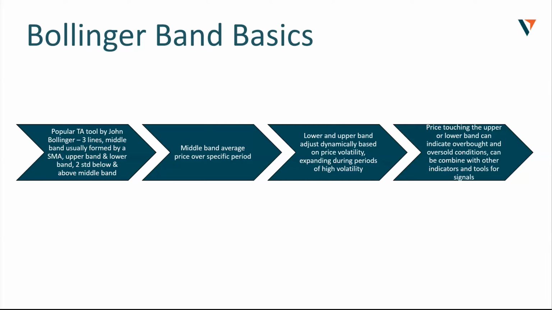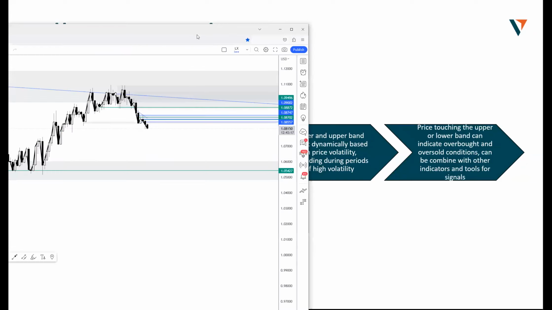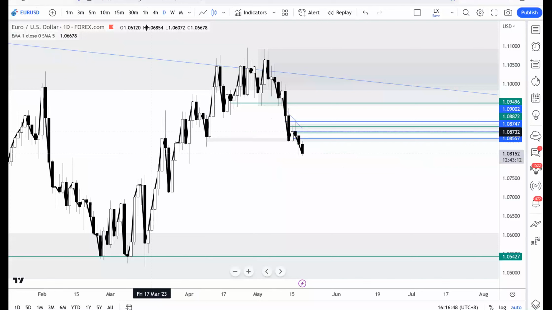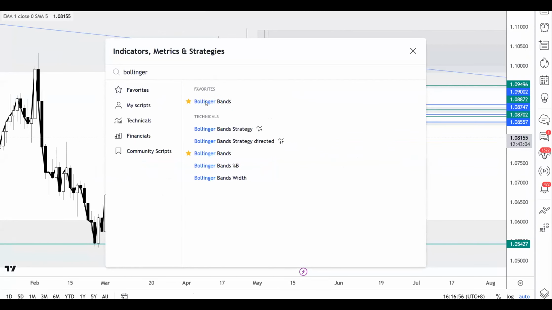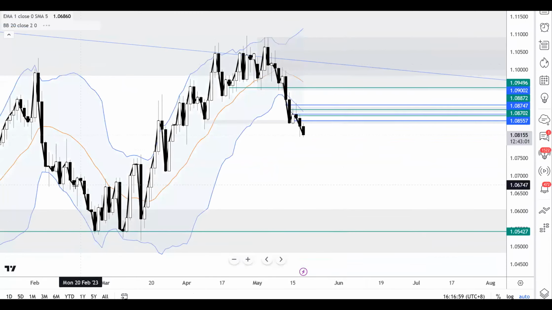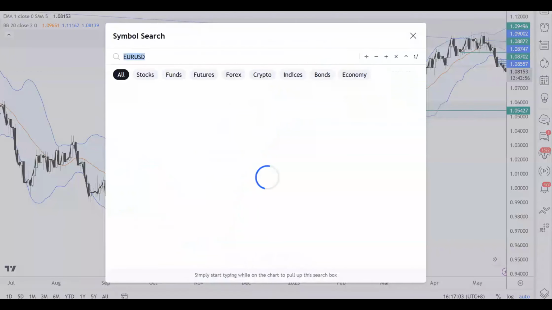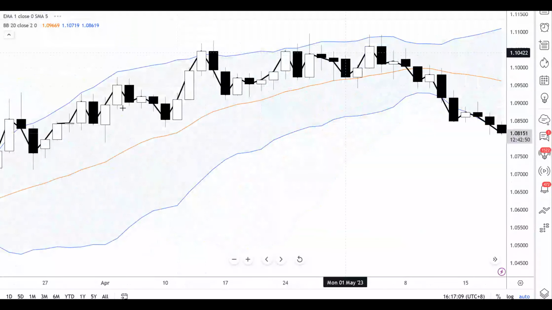So for a start, let's take a look at Euro Dollar. I'll just remove the rest of the drawings. In fact, let's just put them on another chart. It's probably easier that way. Okay, there we go.